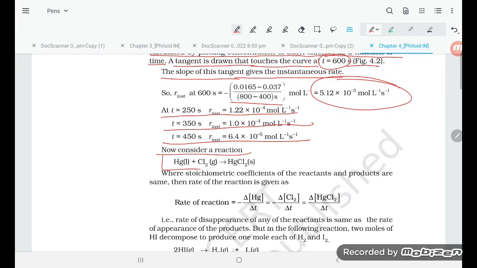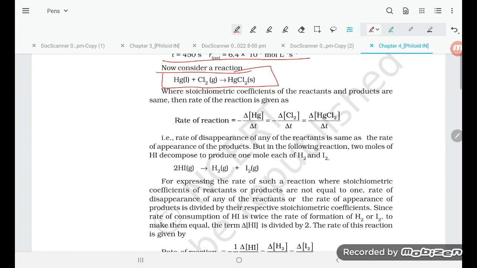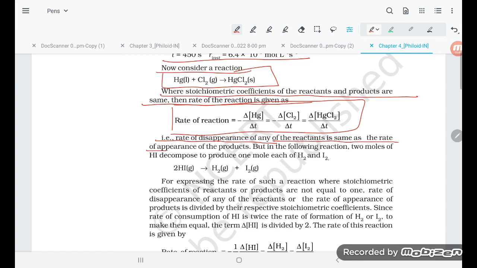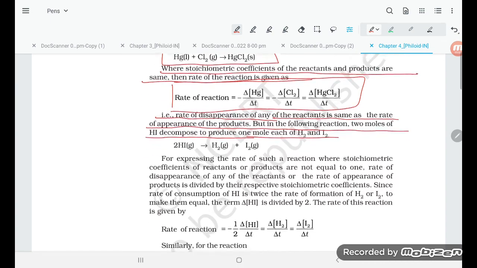Now consider a reaction Hg plus Cl2 giving HgCl2, where the stoichiometric coefficients of the reactants and products are the same. Then the rate of the reaction is given by, rate of reaction means what, student? Minus d[Hg] upon dt equal to minus d[Cl2] upon dt equal to d[HgCl2] upon dt, where here every coefficient is 1. The rate of disappearance of any of the reactants is the same as the rate of appearance of the product. But in the following reaction, 2 moles of HI decompose to give 1 mole of H2 plus I2.